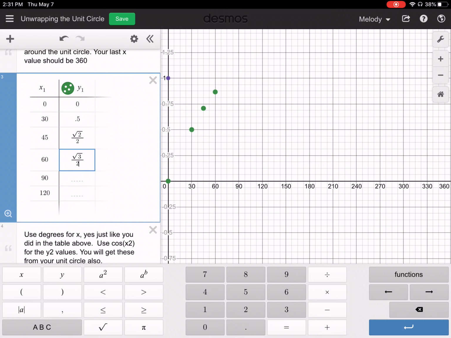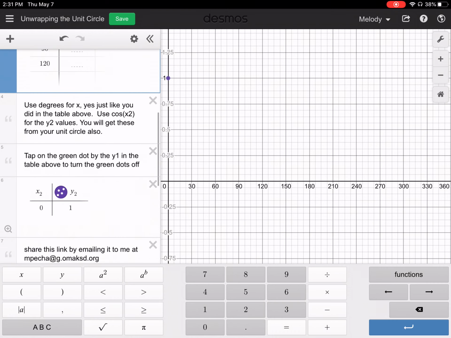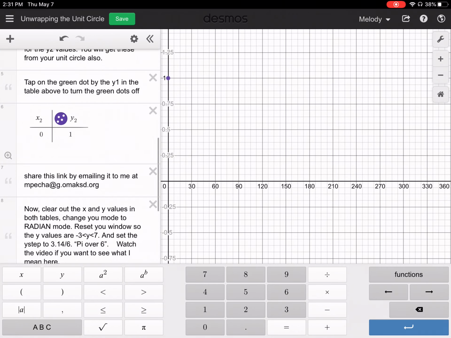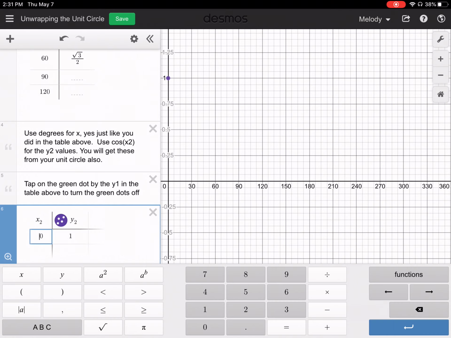So then after you're all done, you're going to go right up here in the Y1 column. You're going to tap that green dot and turn off all those green dots from your grid so you have a nice clean sheet to work on. And then you're going to go down, you're going to read the directions, same idea. We're going to come down to this next table of values.